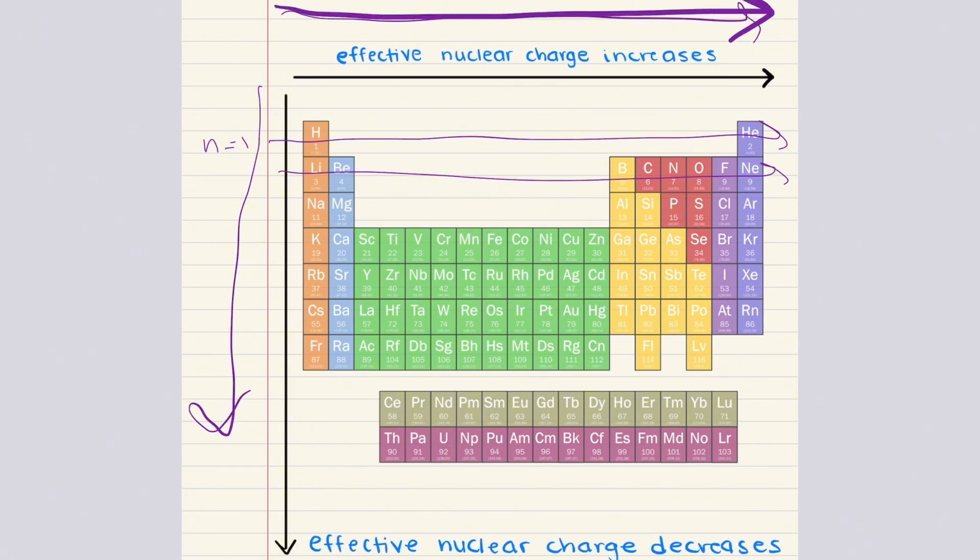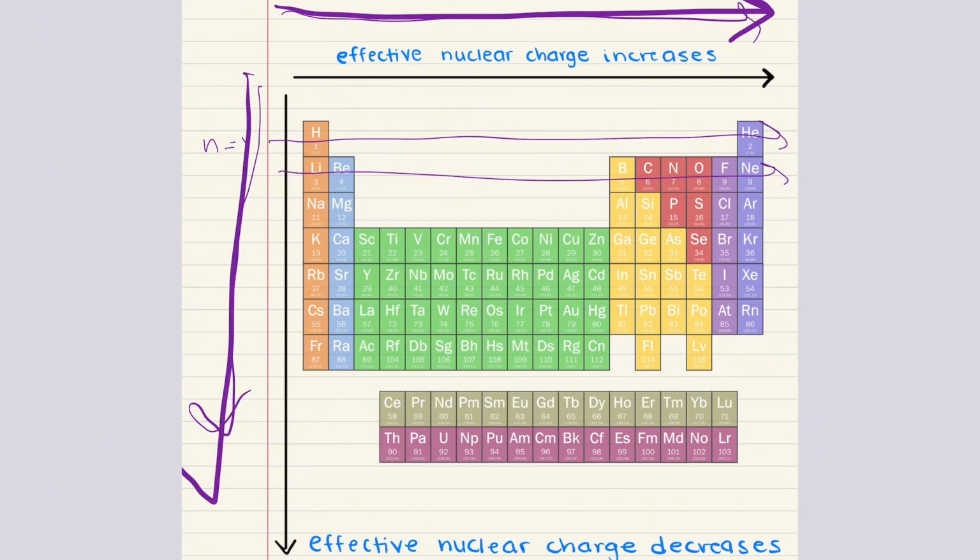Across a period, the effective nuclear charge increases. Although more electrons are added, they're going into the same energy level. So shielding remains relatively constant, like we said before, but there's an increasing number of protons as you move across a period. And this increasing number of protons pulls the valence electrons in closer, and that strengthens nuclear attraction. It also makes the atom smaller and it increases the ionization energy, but we're going to cover that shortly. So the trend is that across a period, the effective nuclear charge increases.